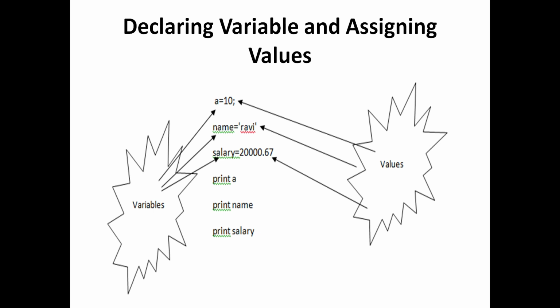We have variables and values. What are the variables and values? A is equal to 10. A is a variable and 10 is a value. And here on the second line you can see name is a variable and Ravi is the value. Salary is a variable and 20,000 is the value. This is the way we can define it. Right. Let's check this in our Python code.